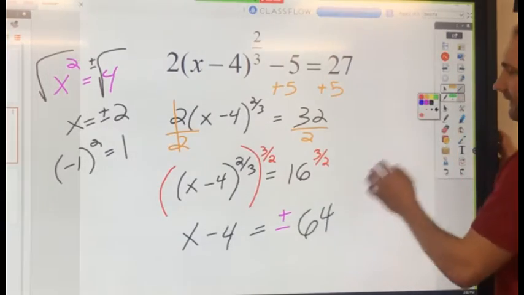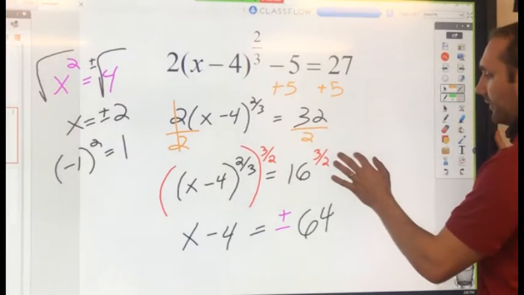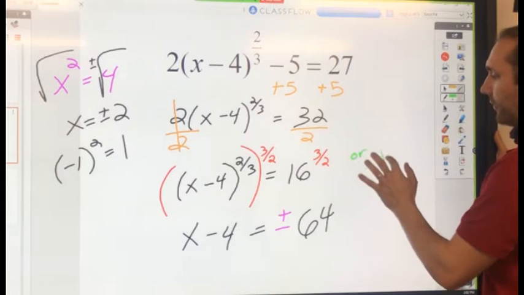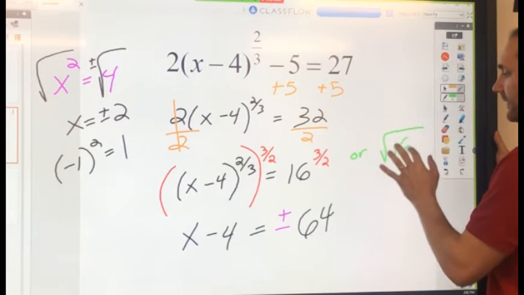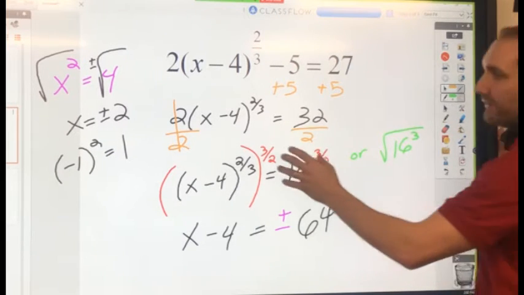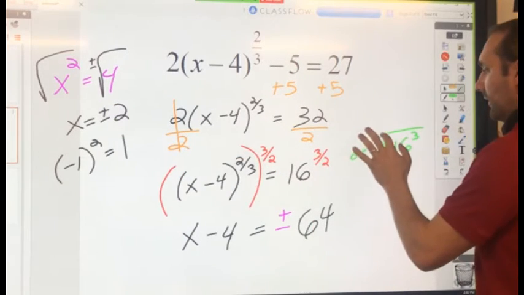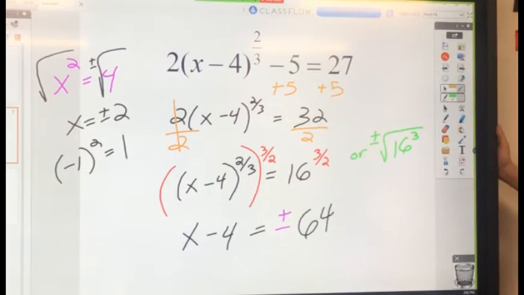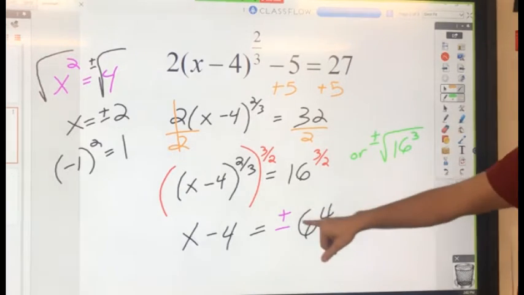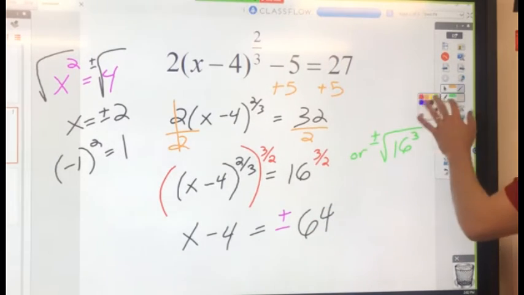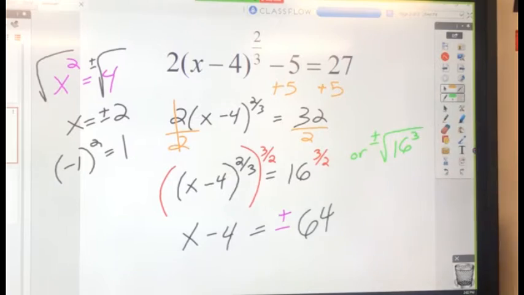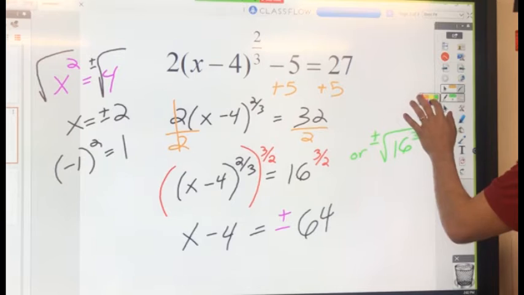Because if I look at this 16 to the 3/2, I can rewrite it as the square root of 16 cubed. And remember, if we take the square root on both sides, we have to account for the plus and the minus. So that's why there's a plus and a minus here. Also, there's another way to tackle this problem, and you'll see it comes out as a quadratic. But I'm going to finish this first.